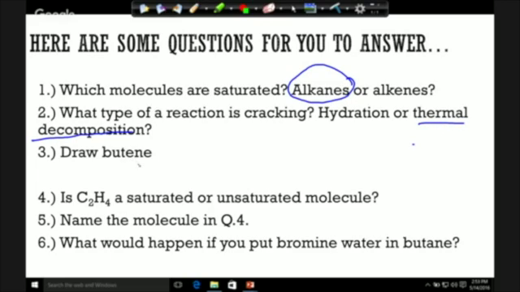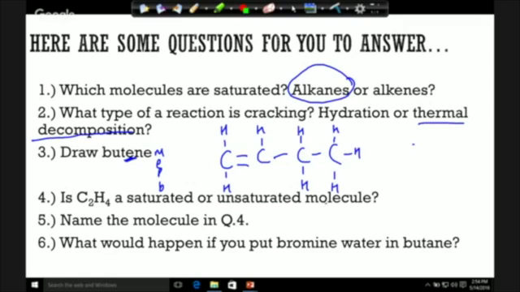Draw butene. So the first thing we need to think about is, has it got single bonds or a double bond in there? It's an alkene, so it's got a double bond. So we'll draw the 4 carbons for butene, remembering monkeys eat peanut butter. 1, 2, 3, 4. So we've got 4 carbons, a double bond in there, and then we need to complete by adding the hydrogens. So 1, 2, 3, 4 bonds. 1, 2, 3, 4. 1, 2, 3, 4, and 1, 2, 3, 4 to give us butene.